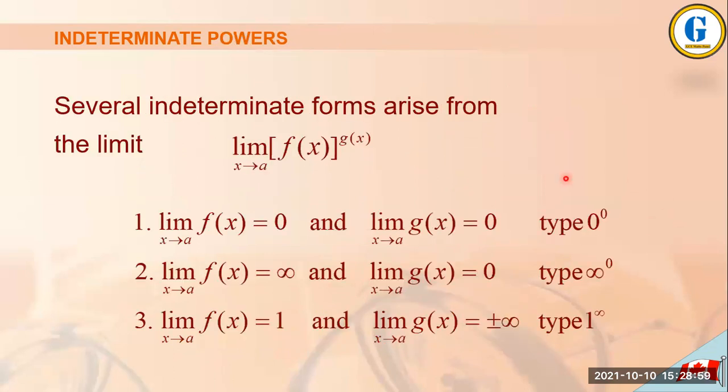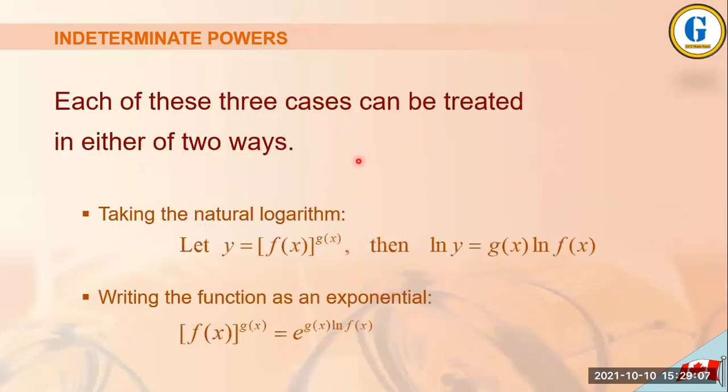So you equally have other indeterminate forms like this. You can have the types 0 to the power 0, infinity to the power 0, and 1 to the power infinity. Each of these three cases can be treated in two ways. You can use the natural logarithm, or you can write the function as an exponential.